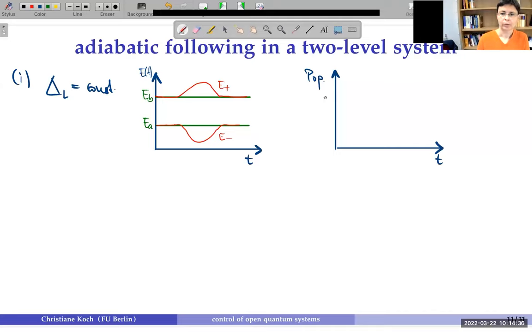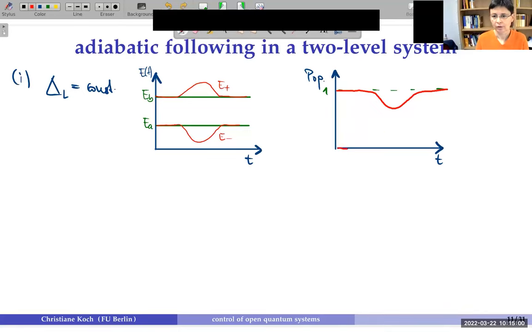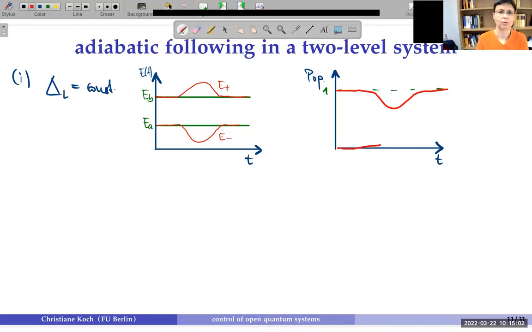And similarly, if I plot the populations, let's assume I start with one of the levels all populated, then the population is depleted a bit, but then it returns to that state. And for the other level, we just have the opposite. Oh, my drawing skills, oh, like this.